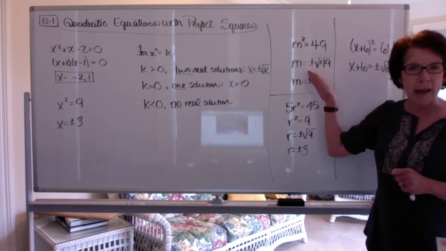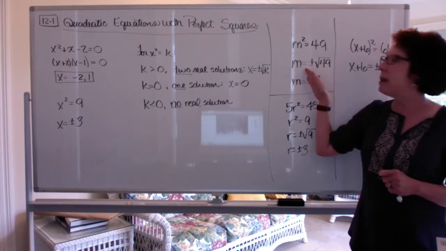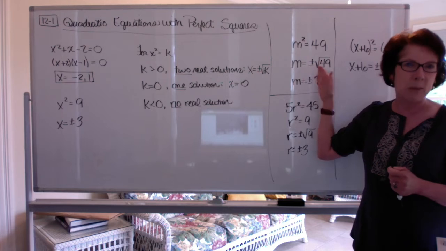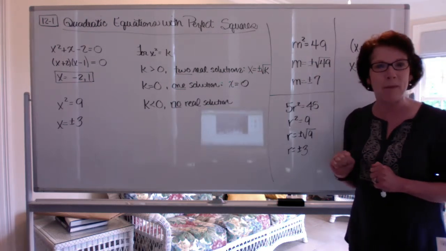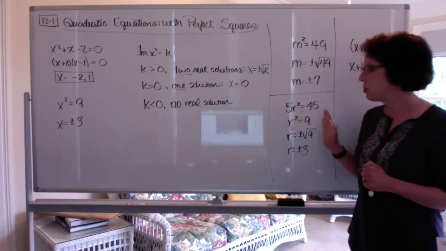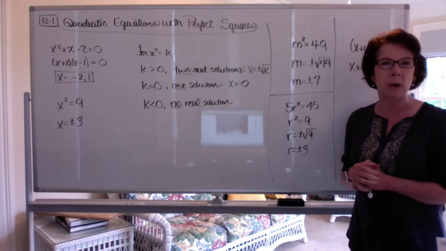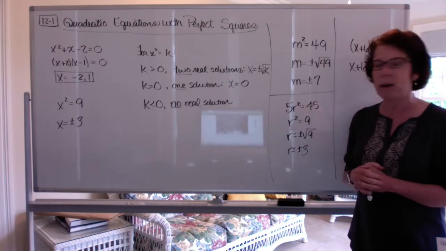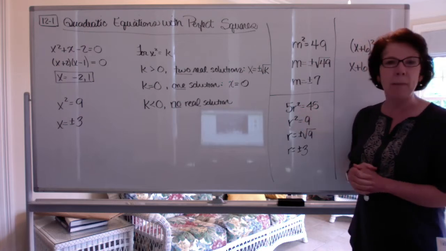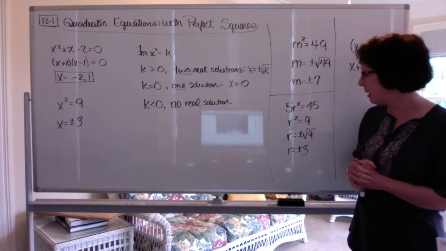Now, you do not have to write this middle step. You do not have to write it, but I'm just being really, really thorough here since we're learning it. Okay, now what if I have 5r squared equals 45? Well, the first thing I want to do is isolate my quadratic variable here, r squared. So I'm going to go ahead and divide both sides by 5, and I have r squared equals 9.